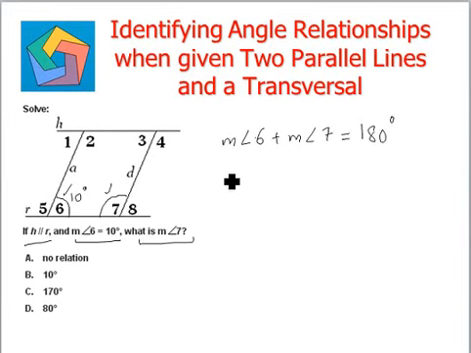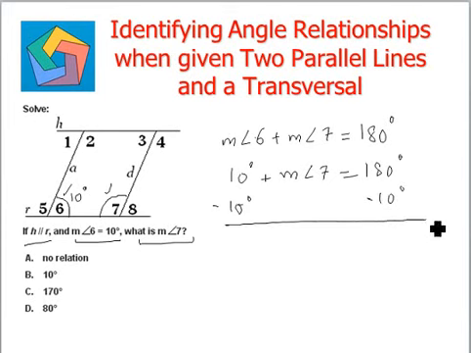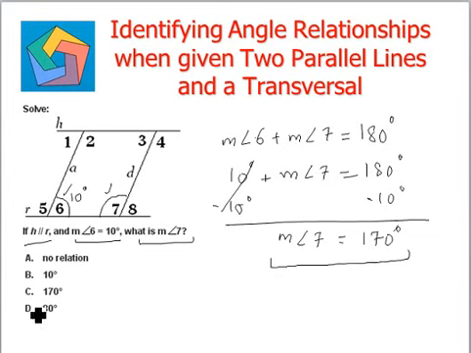Measure of angle 6 is given to us as 10, plus measure of angle 7, equals 180 degrees. To find out the measure of angle 7, we subtract 10 degrees from both sides. This becomes 0, and measure of angle 7 is 180 minus 10, which equals 170 degrees. This is the final answer. Can be seen in option C.